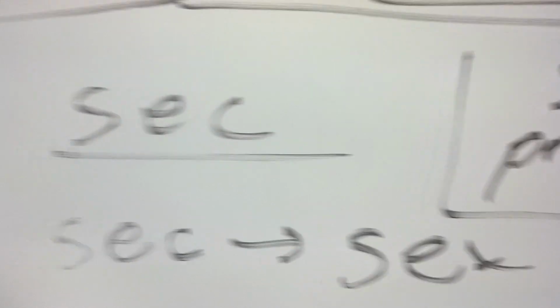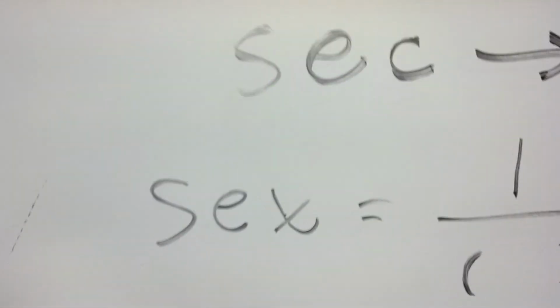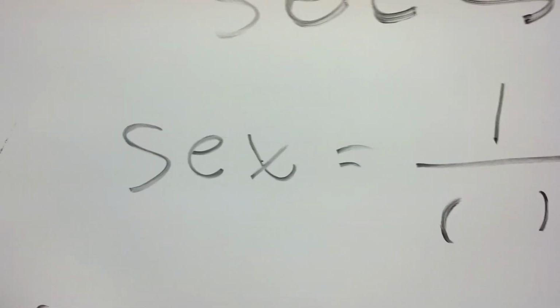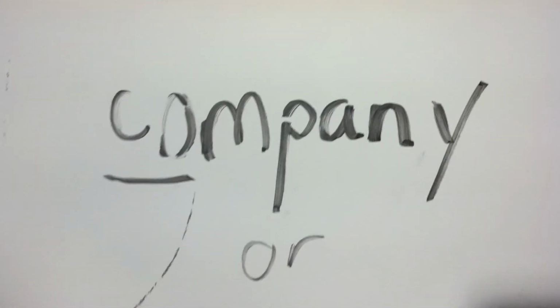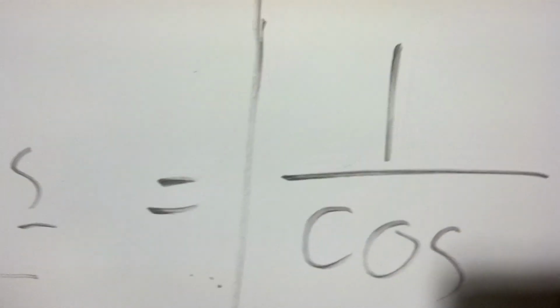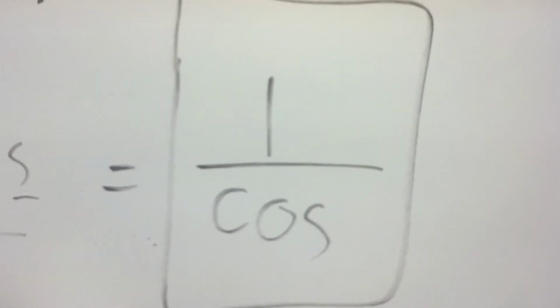So for secant, you start with the sex principle, so you get 1 over something. And then sex, when you have sex, you need company. So you have your co right there. Or, if you're really good at sex, companies. Lols. So that gets you your CO and then your S, your cosine, 1 over cosine.